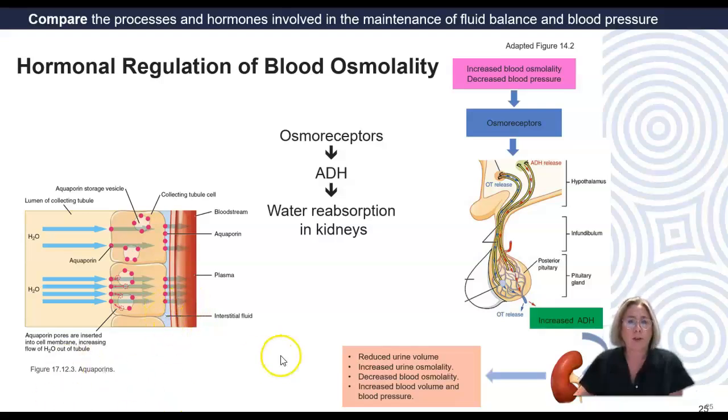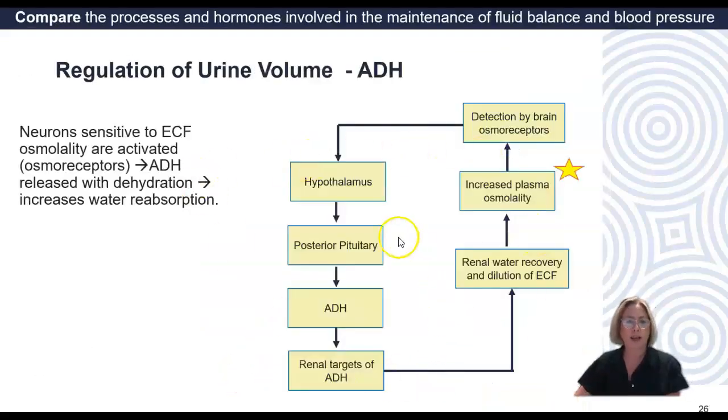And of course then the net effect when antidiuretic hormone is sloshing around and inserting aquaporins into those cells of the collecting duct is to reduce urine volume, but to produce urine with a higher osmolality, to decrease blood osmolality, but also to increase blood volume and blood pressure. And this is just another way to look at it. We're just looking at the action of antidiuretic hormone in terms of renal water recovery, and we've talked about this, so I'll leave that one with you.